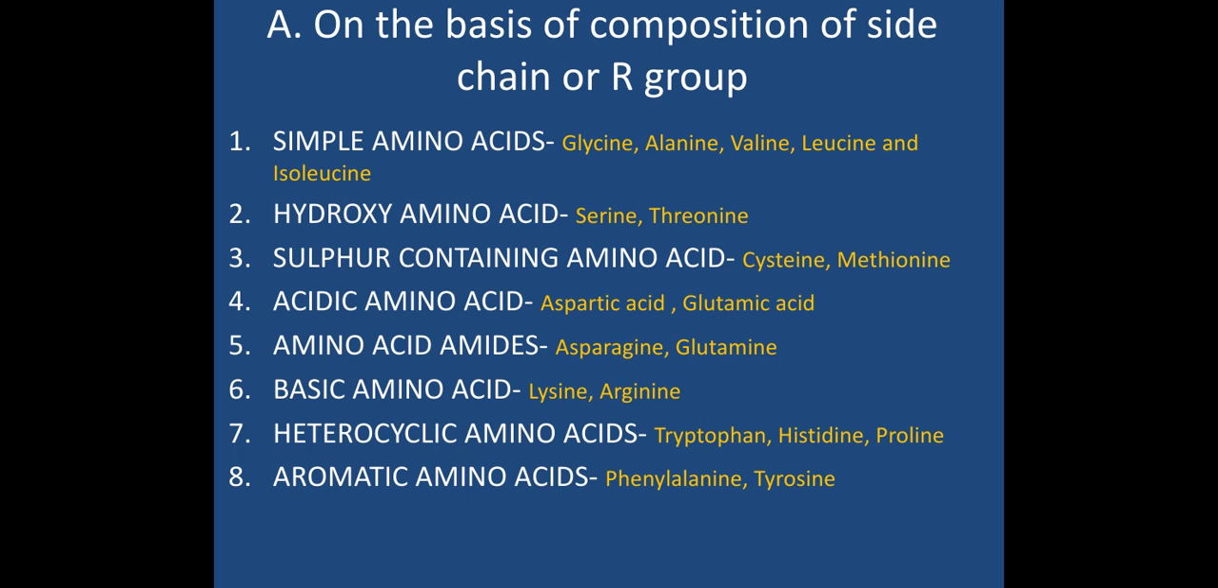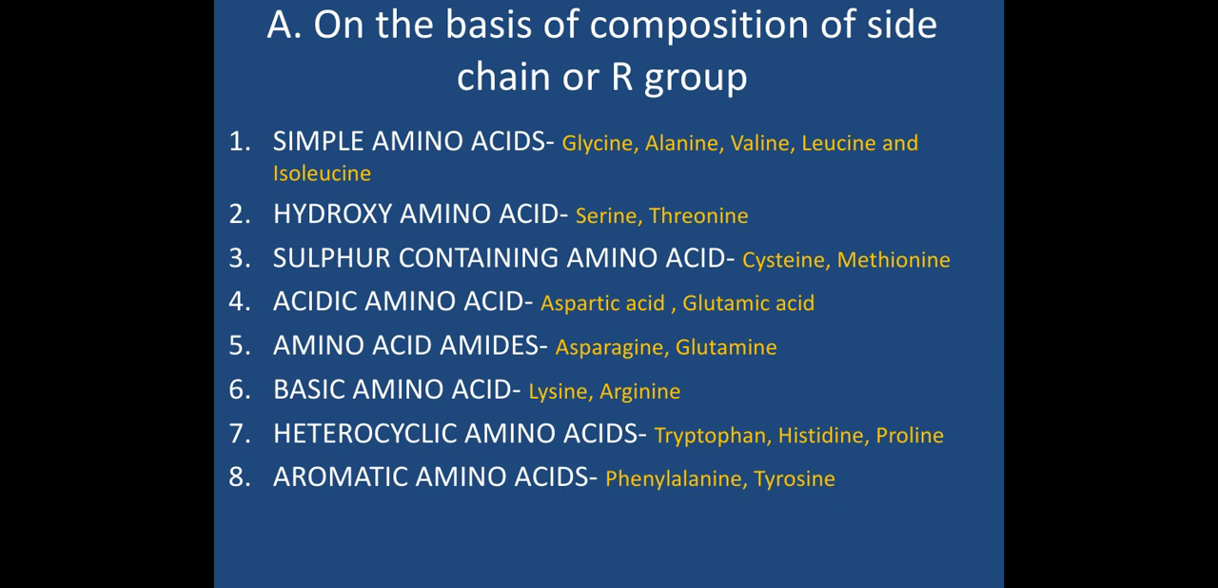Sulfur containing amino acids: the two amino acids that contain sulfur are cysteine and methionine. Acidic amino acids are those amino acids which possess a carboxyl group in their side chain, and these are aspartic acid and glutamic acid. Amino acid amides are derivatives of the acidic amino acids, and they possess an amide group in their side chain. The amide group is the CONH2 group, and the amino acids possessing the amide group are asparagine and glutamine.